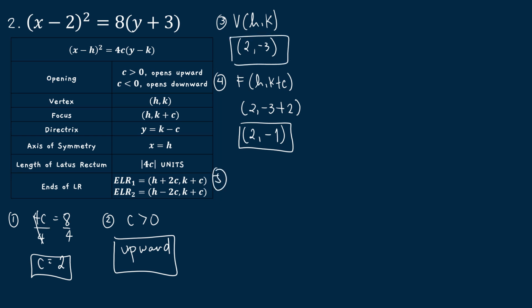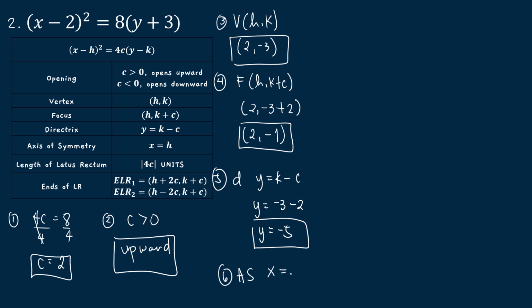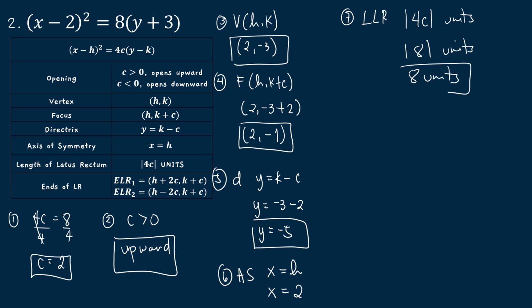Number 5, directrix, given by y is equal to k minus c. So y is equal to negative 3 minus 2 this time. So y is equal to negative 5. Okay, number 6, axis of symmetry, given by x is equal to h. So x is equal to positive 2. Okay, then number 7 is given by your length of the latus rectum, absolute value of 4c again, units. So it would be absolute value of 8 units. So the answer is simply 8 units.